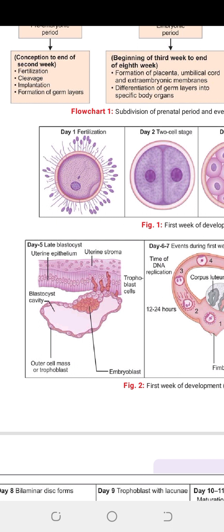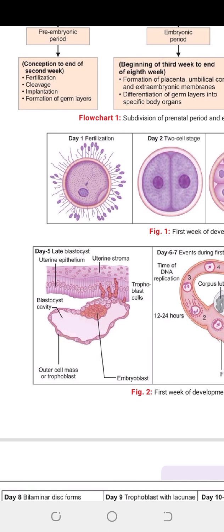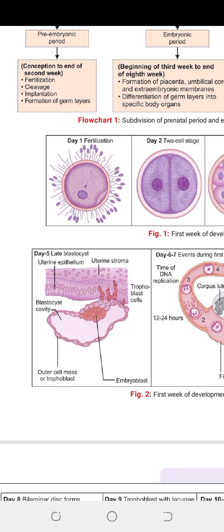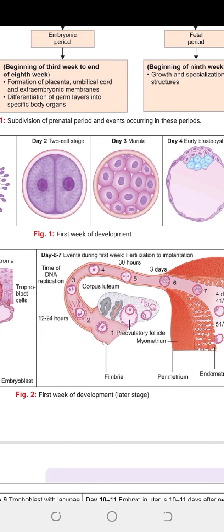and you can see this uterine stroma, uterine epithelium, blastocyst, embryo. The inner mass forms the embryo proper in the future, and the trophoblast forms the future placenta and fetal membrane. Implantation is the process.